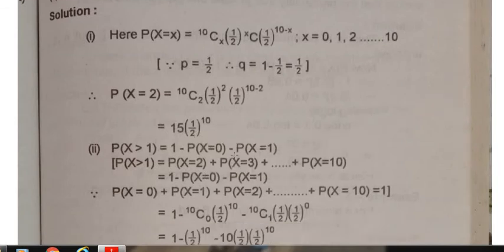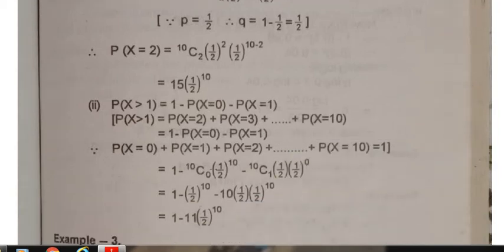Similarly, you can find P(x greater than 1). We always know that the total probability is 1. Therefore, P(x greater than 1) means 1 minus P(x less than or equal to 1). Less than or equal to 1 means x can be 0 and x can be 1. Therefore, we can write P(x greater than 1) as 1 minus P(x equals 0) minus P(x equals 1).